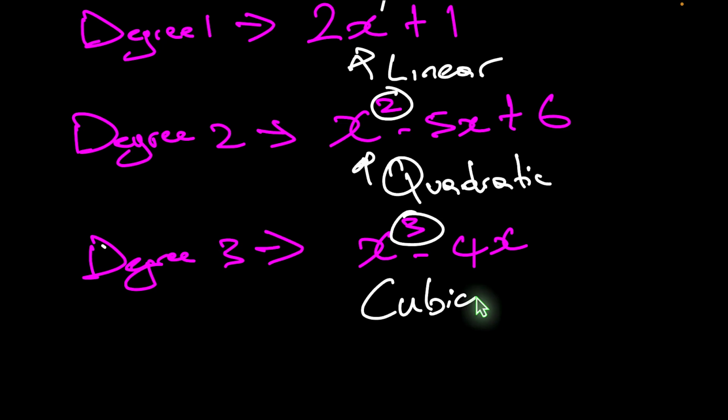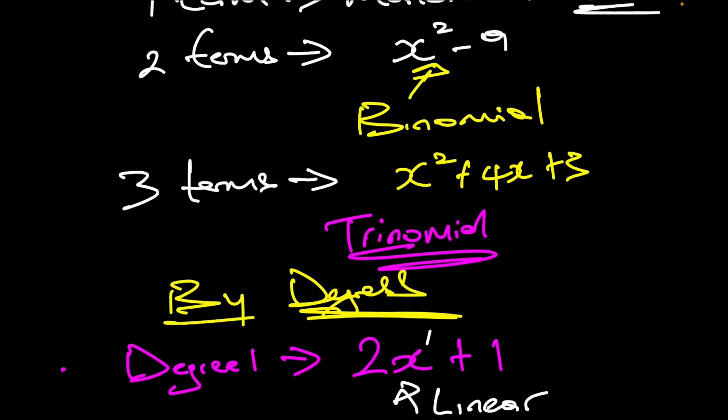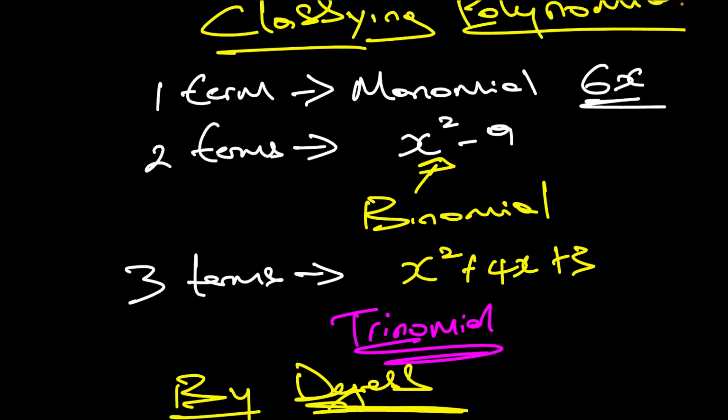So if the highest power is 1, then it's linear. If the highest power of x is 2, it's quadratic. If the highest power of x is 3, it's cubic. And if we're thinking of how many terms, then if it's only one term, it's monomial. If it's 2 terms, binomial. 3 terms, trinomial. That's all it is. And I'm sure you get this.